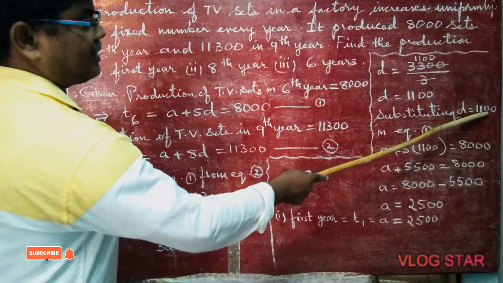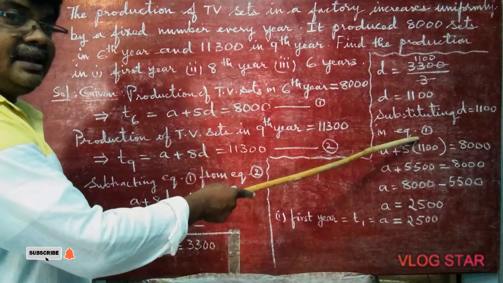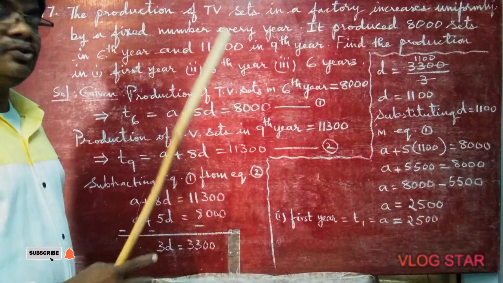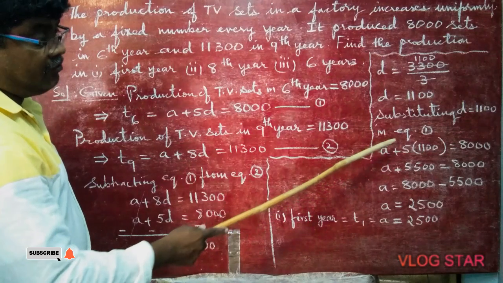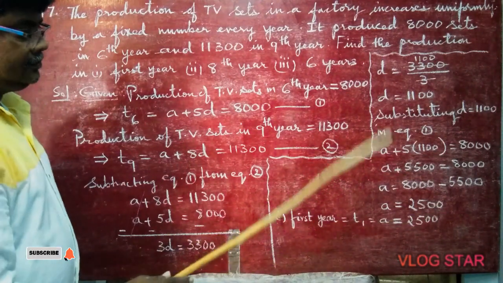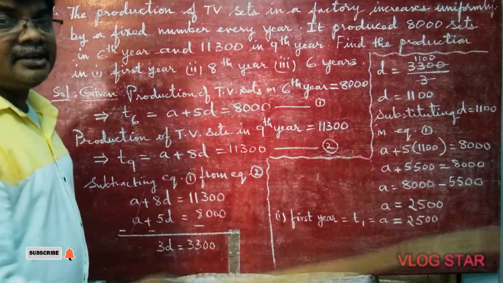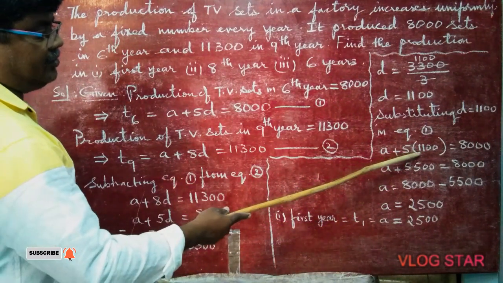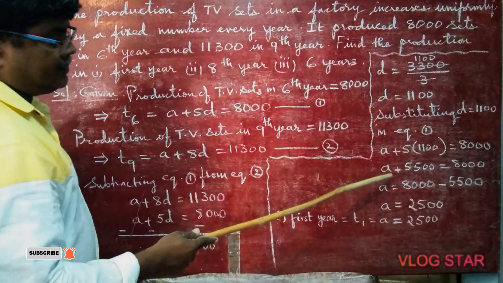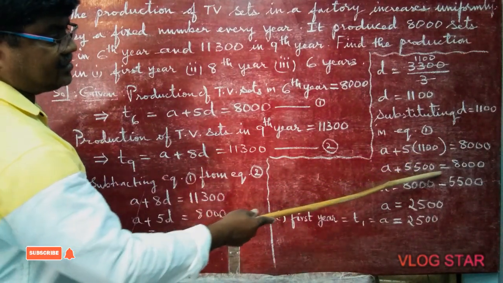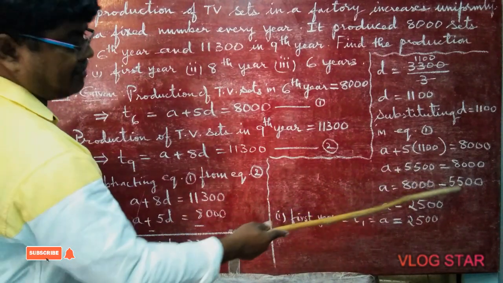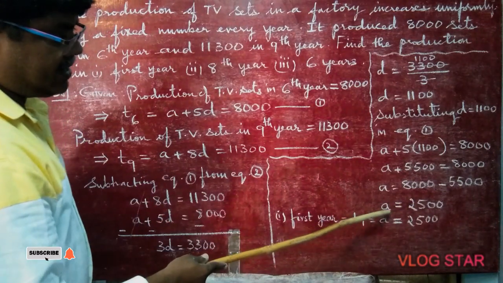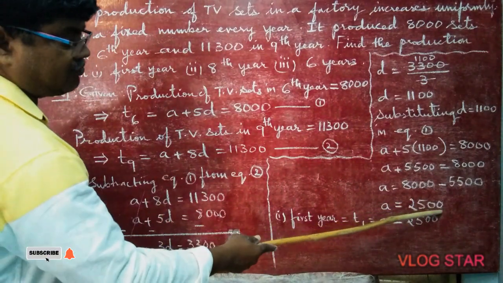Substituting d is equal to 1100 in equation 1. Either equation 1 or equation 2 also. Whichever equation you like. If you want 1, use 1, that is your wish. Here I did 1, you subtract using 2, no problem. The same answer comes. So a plus 5 into 1100 is equal to 8000. A plus 5500 is equal to 8000. Plus goes to that side, minus. a is equal to 8000 minus 5500. Subtract. a is equal to 2500.